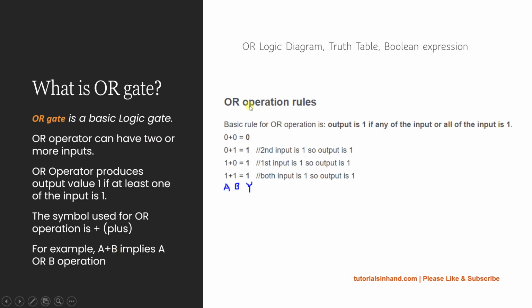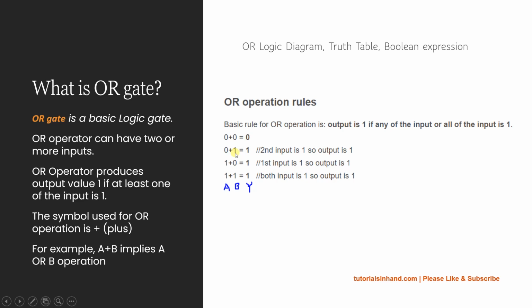Now the rule that we already stated is that the output is going to be 1 if any of the inputs is 1 or all of the inputs are 1, right? So it is something like this. Suppose this is A and this is B. So these are the two inputs and Y here represents output, right? So the basic combination we have is like this. If any of the inputs is 1, then the output will be 1. But here, since both are 0, the output is 0.